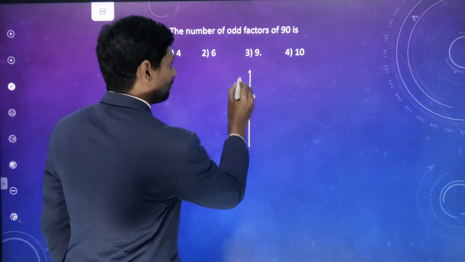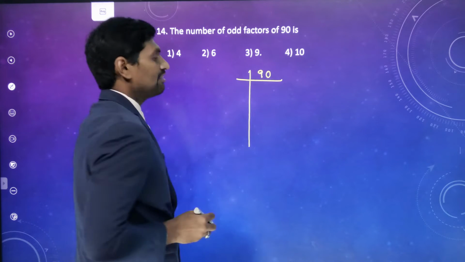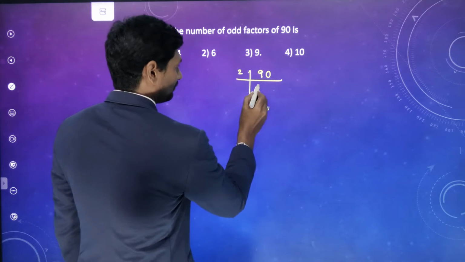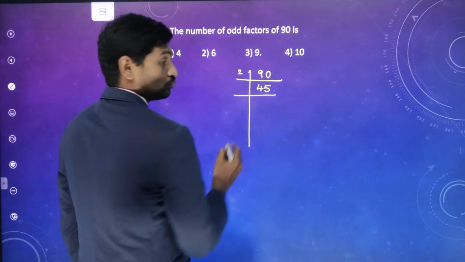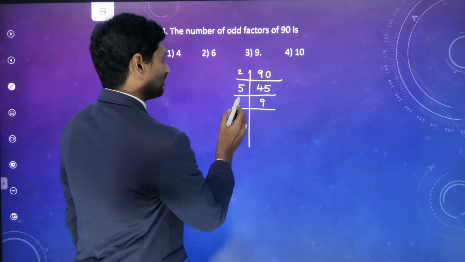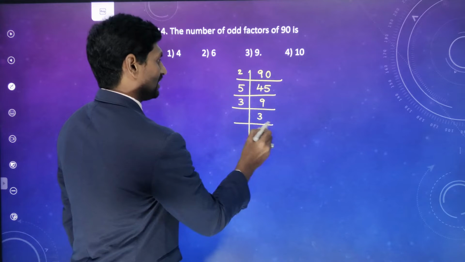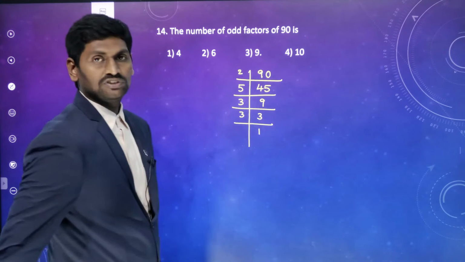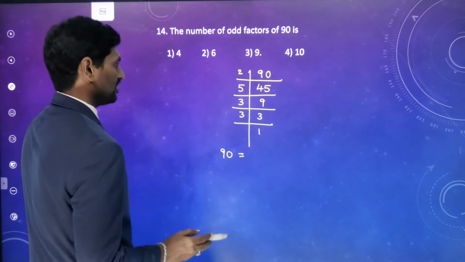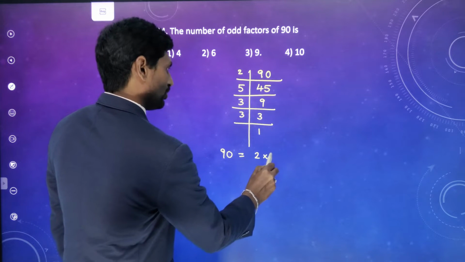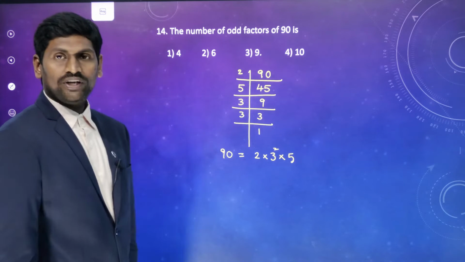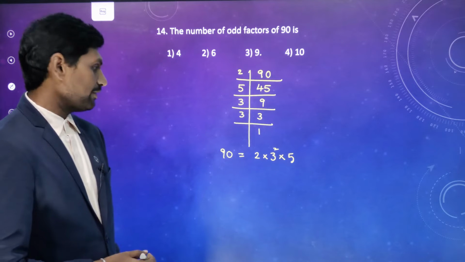90 is a number. Let me convert this 90 as a product of prime numbers. 2 table, 2 45s. Next I can take the 5 table directly, 5 9s 45. 3 table, 3 3s 9, 3 1s 3. So this composite number 90 can be expressed as 2 into 3 square into 5.